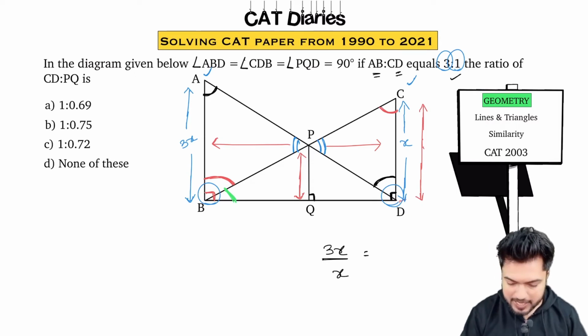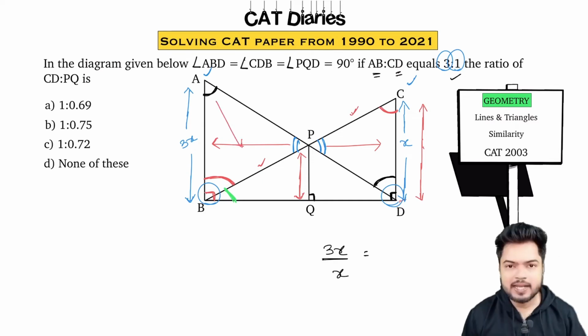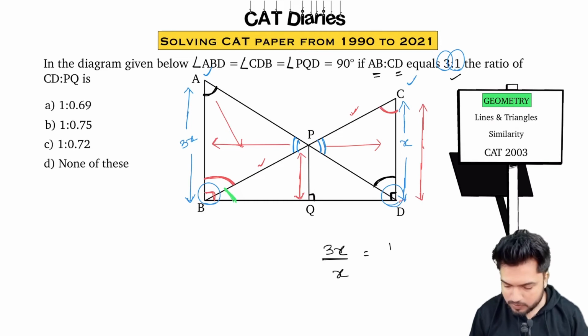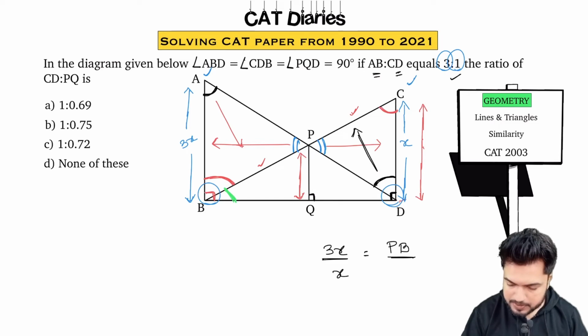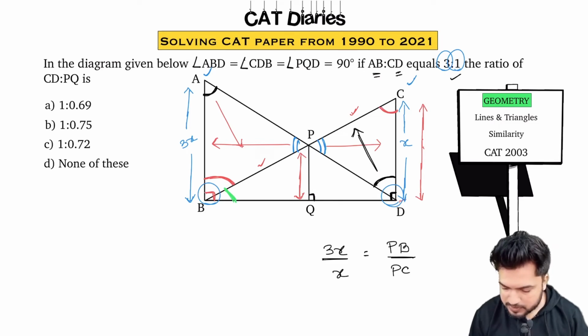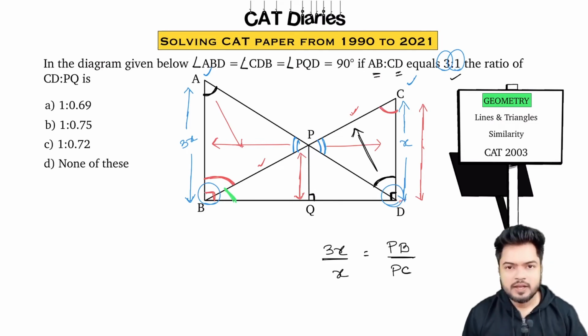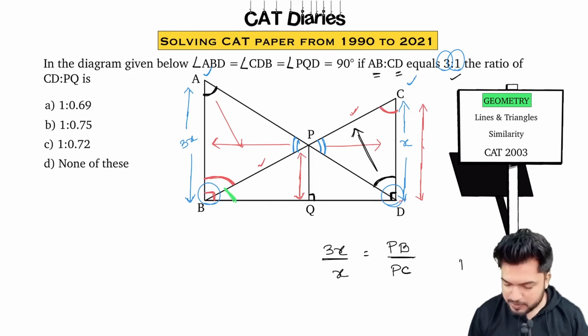And what else do you need? I need PB is to PC. So just take this side opposite to this black angle. That will be equal to PB. And the side opposite to this black angle is PC. So that is equal to PB upon PC, which means I get the ratio of PB to PC, which is 3 is to 1.